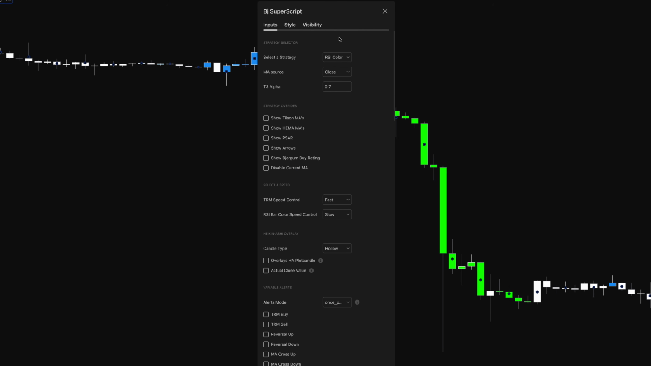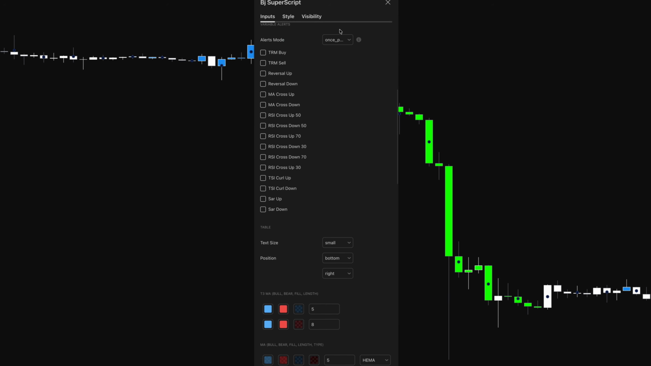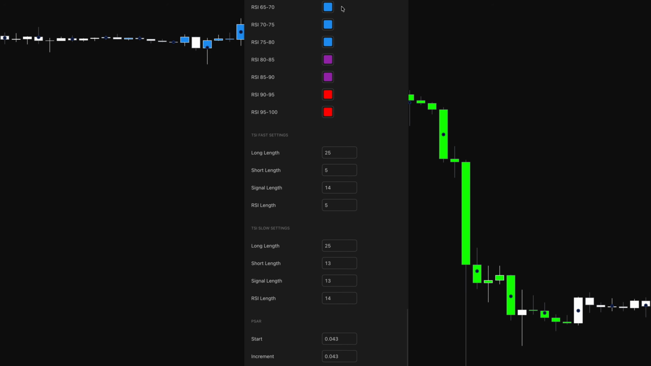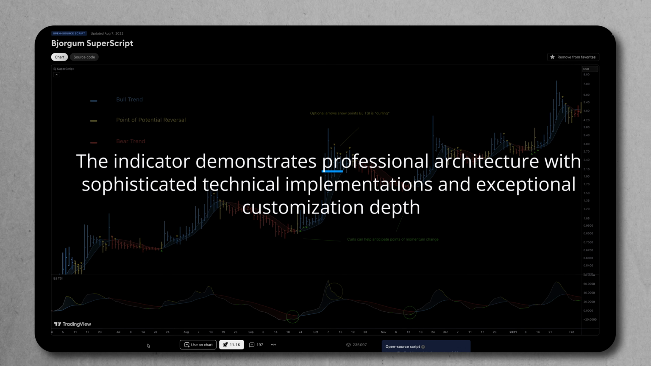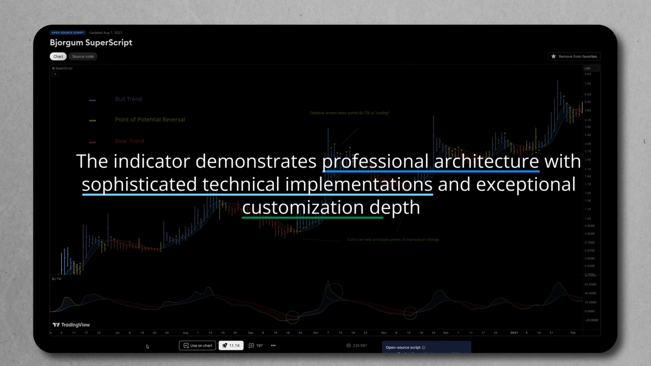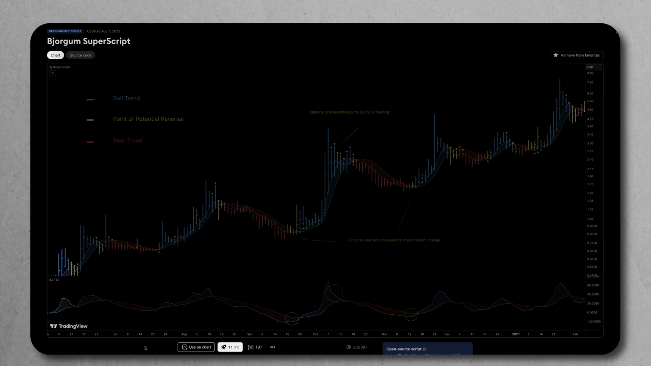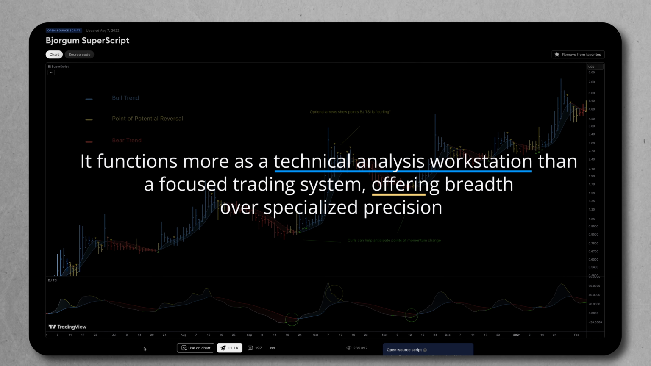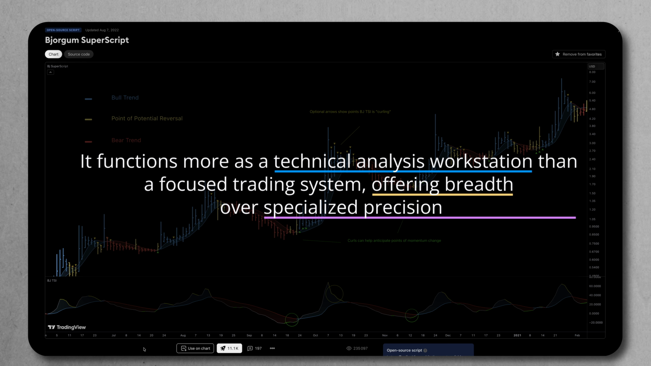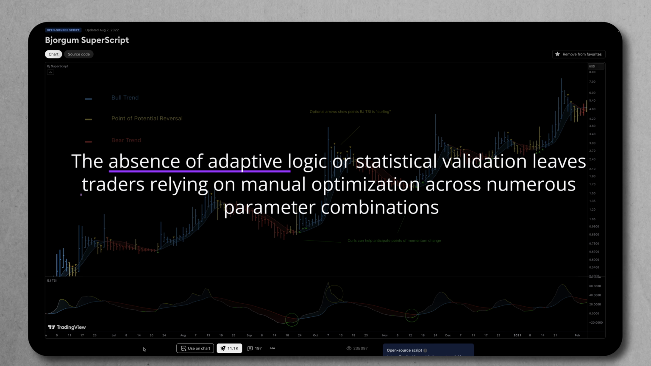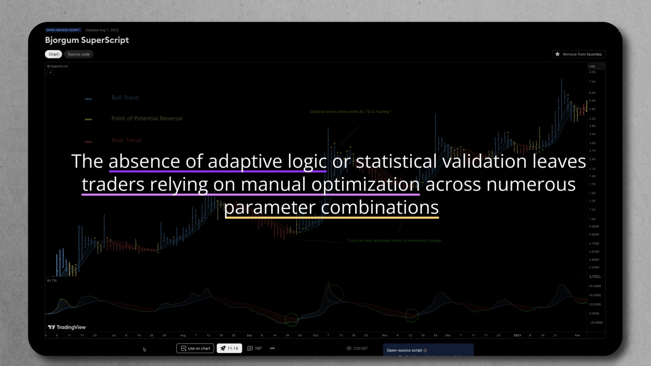Customization reaches exceptional depth with over 100 input parameters controlling colors, periods, alert toggles, display options, and calculation methods. The indicator demonstrates professional architecture with sophisticated technical implementations and exceptional customization depth. However, it functions more as a technical analysis workstation than a focused trading system, offering breadth over specialized precision. The absence of adaptive logic or statistical validation leaves traders relying on manual optimization across numerous parameter combinations.